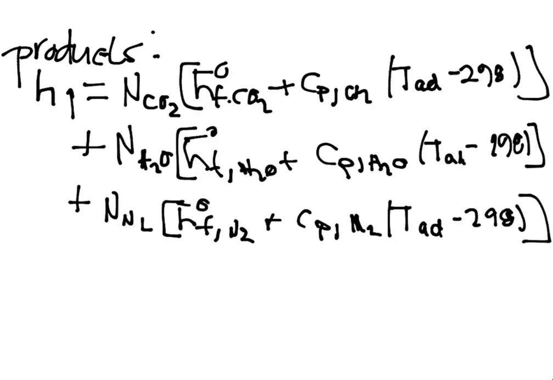All right, and now we are going to look at our product side. So on our product side, we have CO2, H2O, and N2. If we take our number of moles of CO2, we're going to multiply it by our heat of formation of CO2, adding our Cp values of CO2, and then within that, we're going to multiply it by T adiabatic minus 298, which is our reference temperature, and then you will repeat the same process, adding your H2O and your N2.